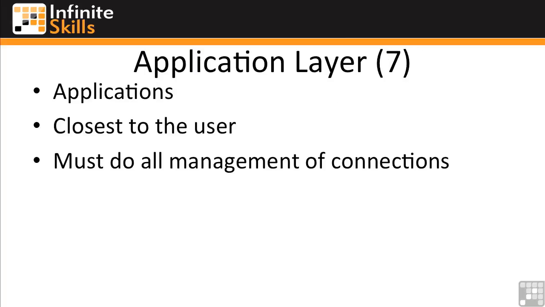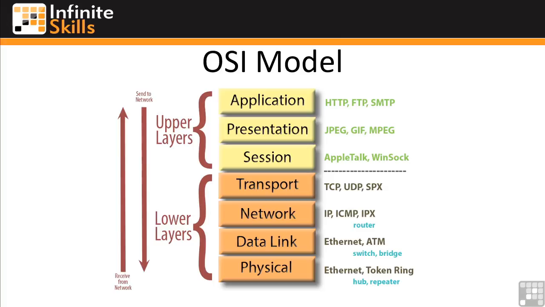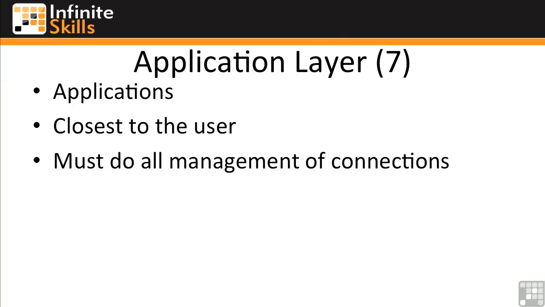Finally, at layer 7, let me flip back to the OSI model, and here we have the 7 layers. HTTP, FTP, SMTP, these are the application layer protocols. These are the things that sit the closest to the user. They do all management of connections. They handle error control if they need to. They handle session establishment, all of those sorts of things. Those get done at the application layer. And these are things like web access, email, file transfers, all of that stuff has some component that sits at the application layer.